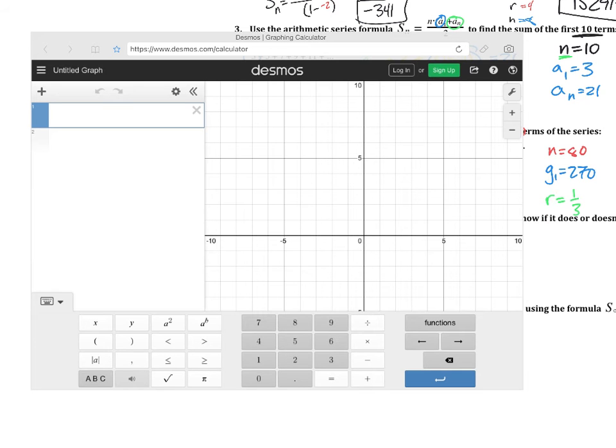So then in our calculator, we can type G1 is 270 times 1 minus our fraction is 1/3 to the 80th, all divided by 1 minus 1/3. And our answer is 405.